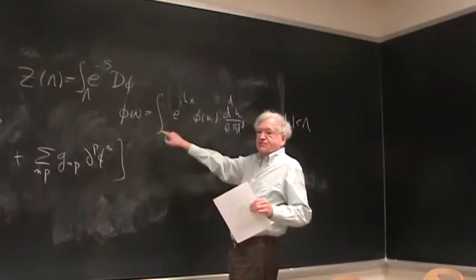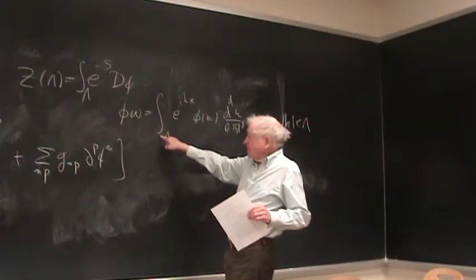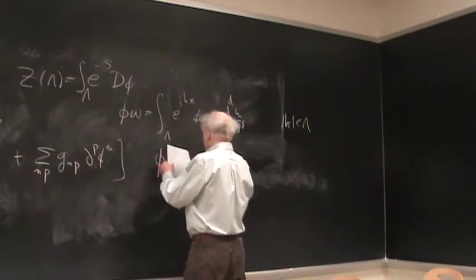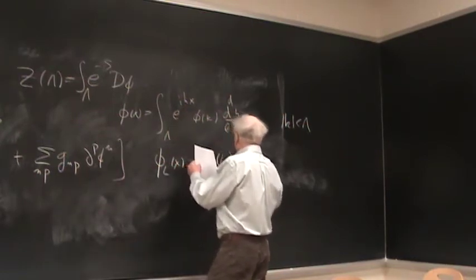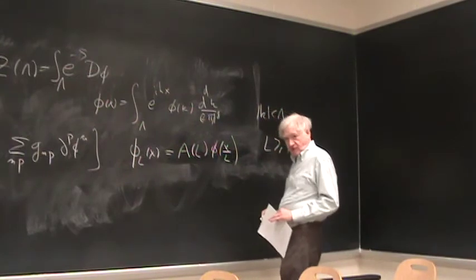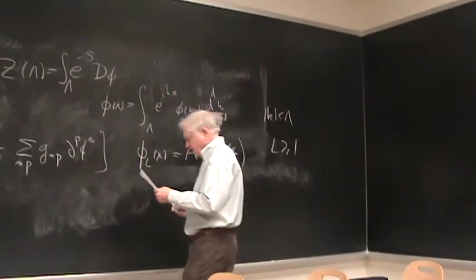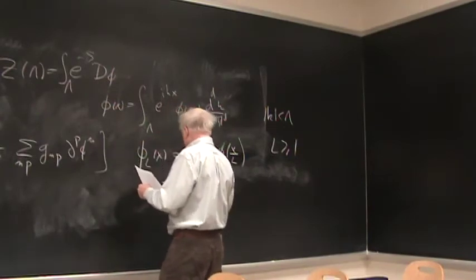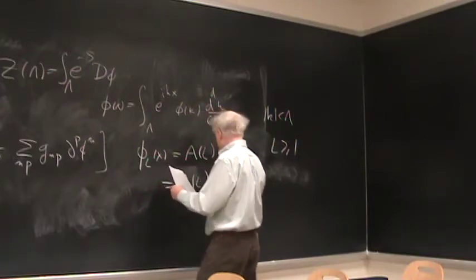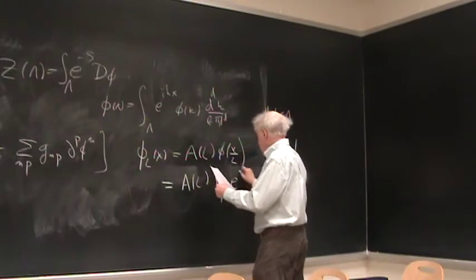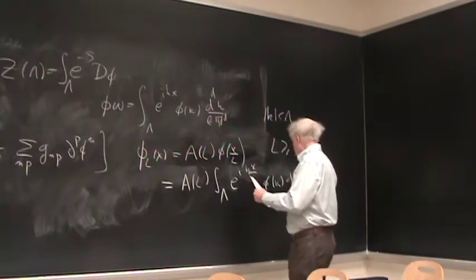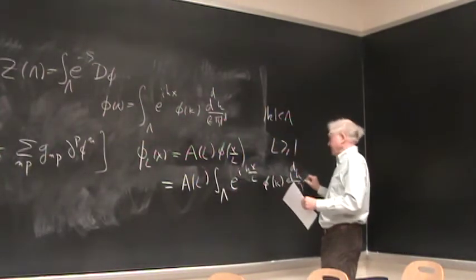Okay, so corresponding to each such field, we can define a stretched field, phi sub L, some A of L, phi of x over L, with L greater than or equal to 1. So this is the stretched field. Phi sub L, for example, is A of L, well, I just said it was that, so it's A of L integral e^(ikx/L) phi of k d^dk over (2 pi)^d.